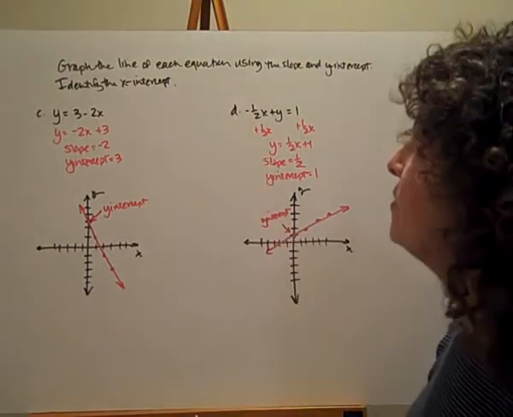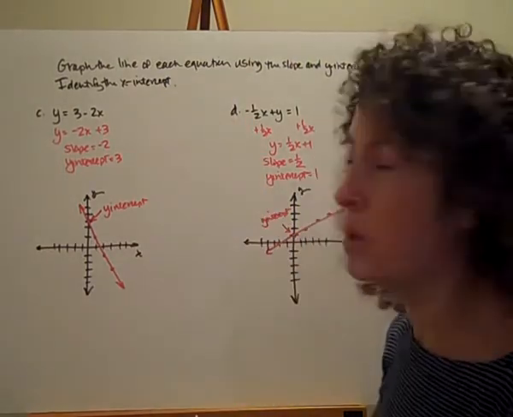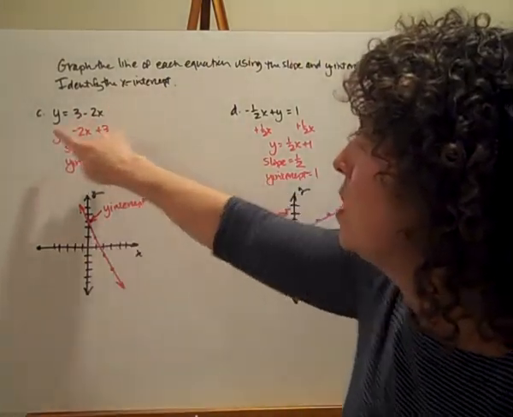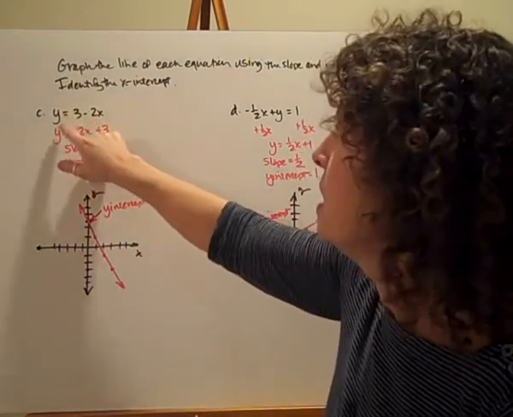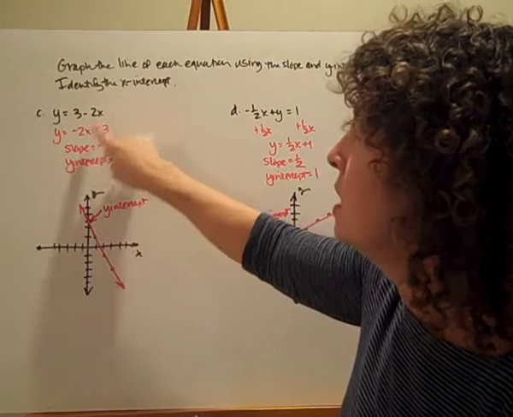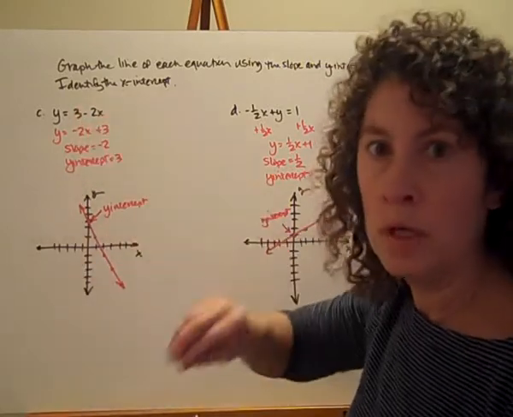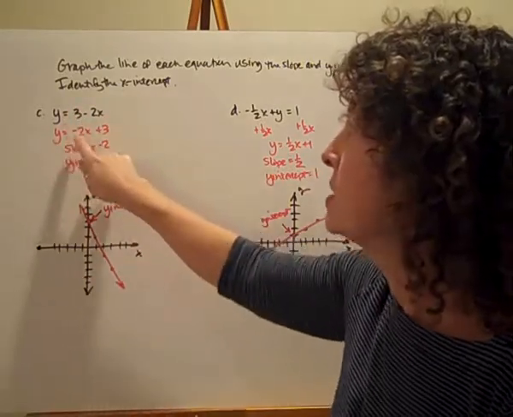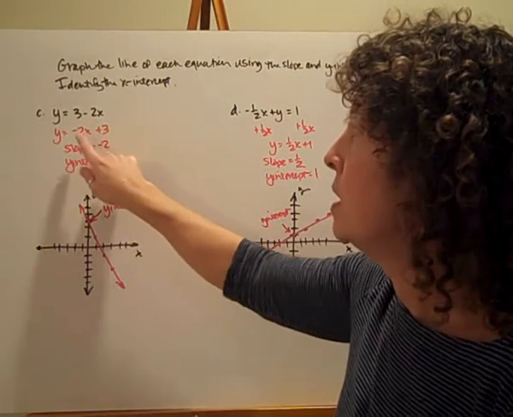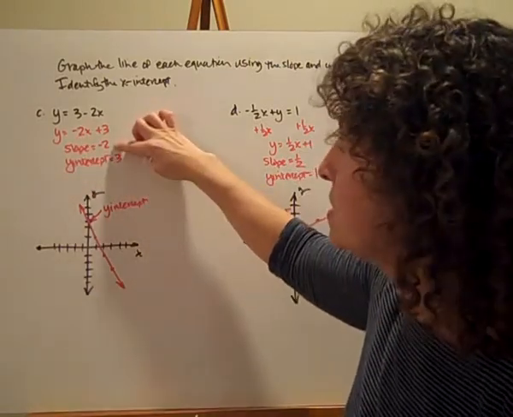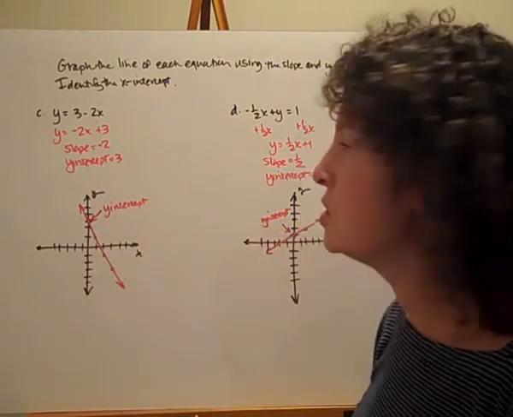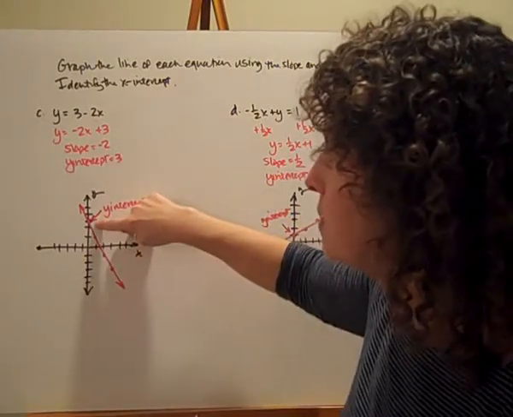All right, we're going to graph the line of each equation using the slope and the y-intercept. So here's my equation. Y equals, notice it's in y equals, so it's in slope-intercept form, 3 minus 2x. I'm going to rewrite this so it really looks like slope-intercept form. Y equals mx plus b. Remember, the m is our slope and the b is our y-intercept. My slope is negative 2. My y-intercept is 3. So here's my y-intercept up here at 3.